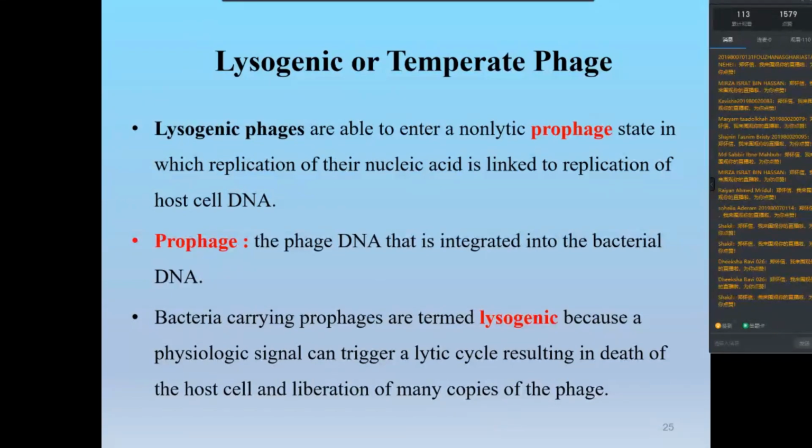The bacteria carrying the prophages are termed lysogenic because a physiologic signal can trigger a lytic cycle, resulting in death of the host cell and liberation of many copies of the phage. So which means that the lysogenic phage can somehow enter the lytic cycle if it's triggered or induced, and this procedure we call induction. Okay, so this is lysogenic or temperate phage.